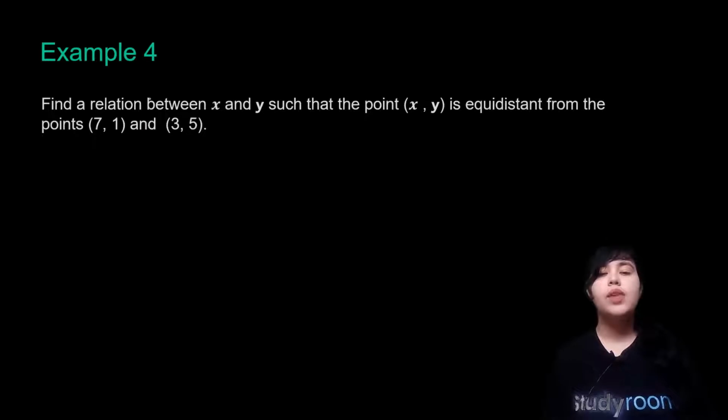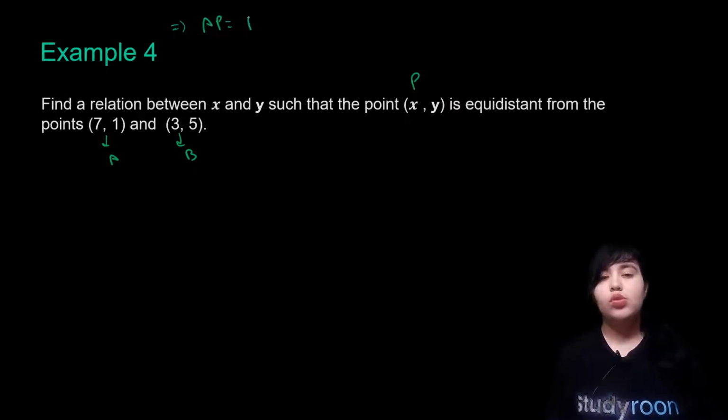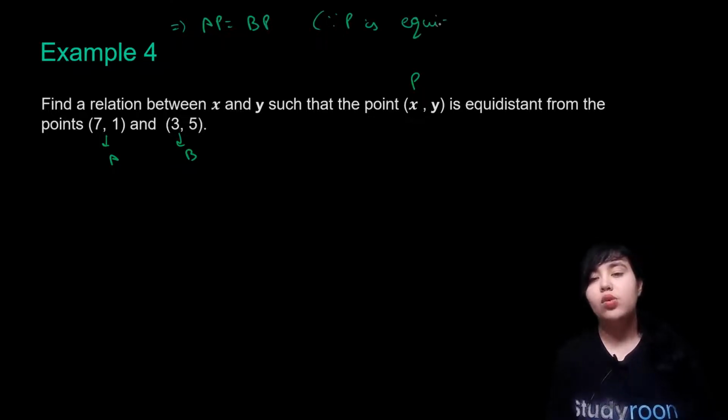In example 4, you've been given a point x comma y. So let's say that this point is P, x comma y. It is equidistant from points 7 comma 1 and 3 comma 5. Let me call this point A and let me call this point B. Equidistant means it is at the same distance from the 2 points. Okay, so this means that AP is equal to BP because P is equidistant from A and B. Even the name will tell you equidistant, equal distance.